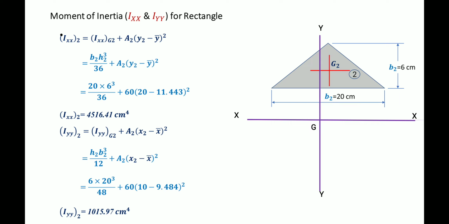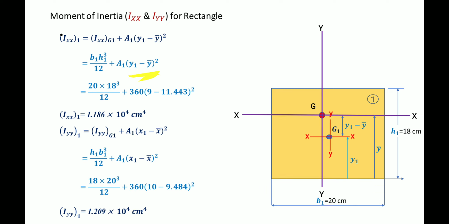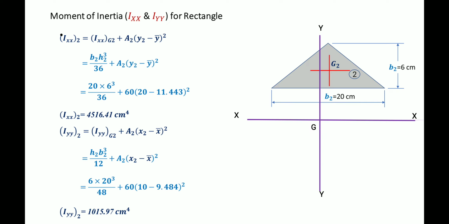For the second section, it's a triangle, right? Here also we have Ixx2 and Iyy2. So Ixx about its own centroid means its own centroidal horizontal axis, but we need the moment of inertia about the global xx. So we need the formula with y2 minus y bar the whole square. We substitute it and we will get the value. Iyy also we know the formula, h b cubed by 48, plus area 60 into this distance squared, and we will get Iyy2.